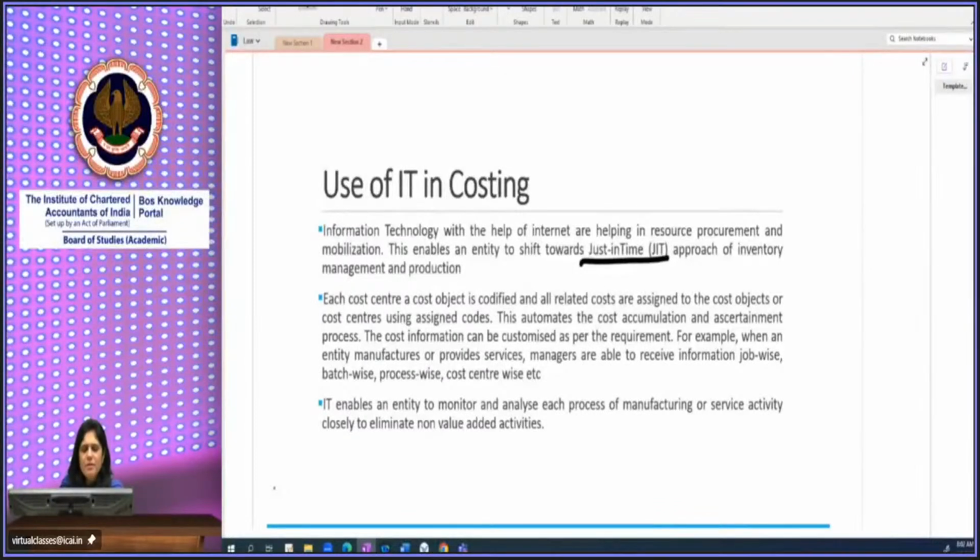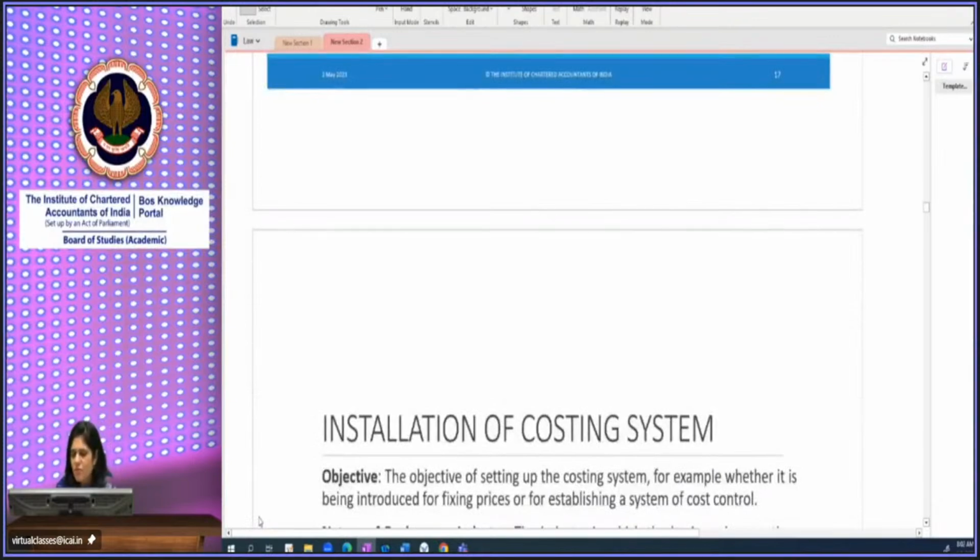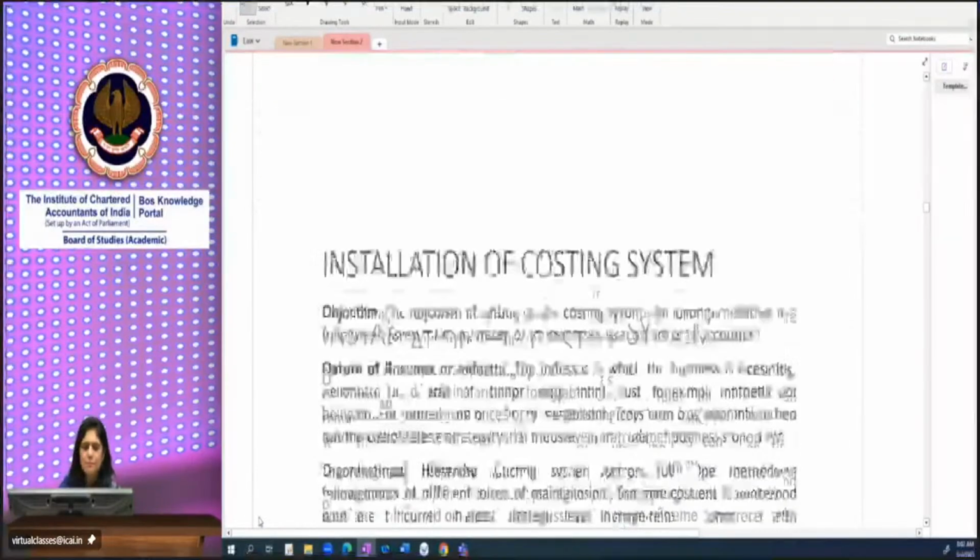And IT enables an entity to monitor and analyze each process of manufacturing or service closely to eliminate non-value added activities. So basically, it's a process of cost reduction. IT really helps to identify what are the non-value added activities, what can be eliminated, how can we further reduce the cost. So IT is really very helpful in easing the cost accounting mechanism now. All right. So I hope you have an understanding of how the system works.